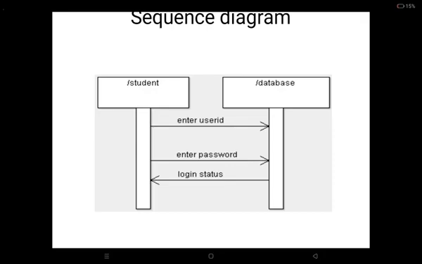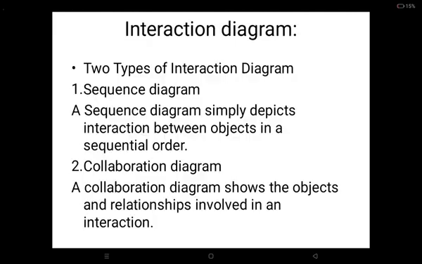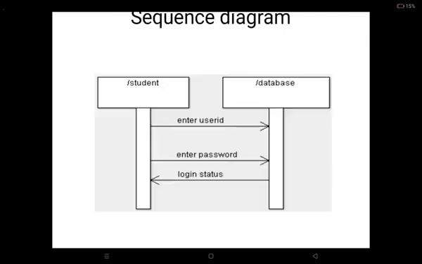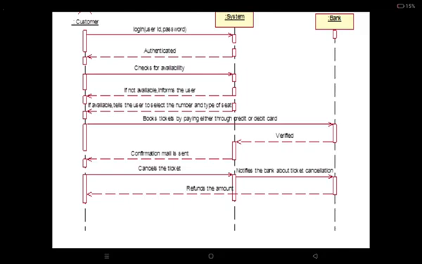See, this is an example of a sequence diagram. The student is one object. The database is one object. How can the student interact with the database object? This is a simple example of a sequence diagram, the interaction between objects in sequential order. First, the student enters the user ID, then the password, then the login status is returned by the database. This is the complete example of the sequence diagram. Here the customer, system, and bank show the interaction between objects in sequential order.